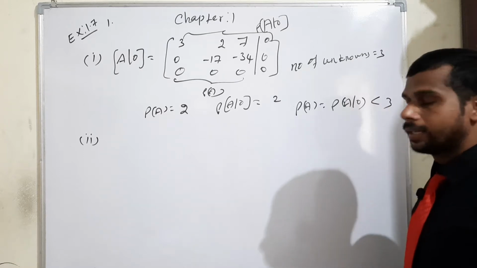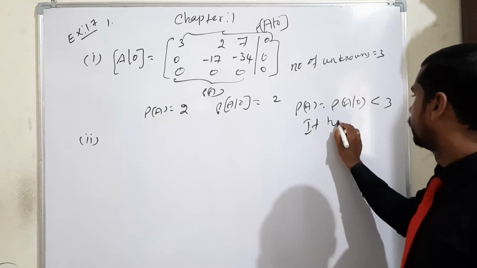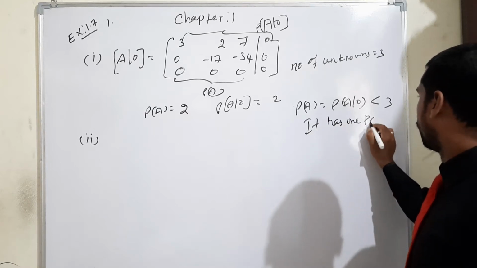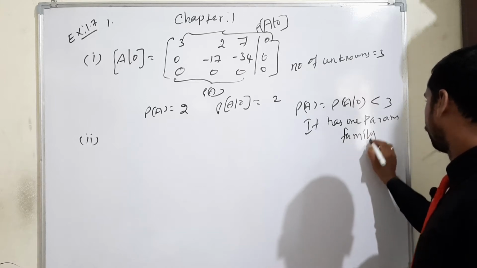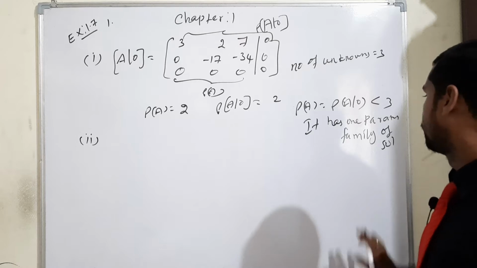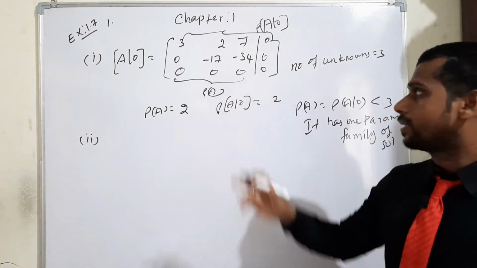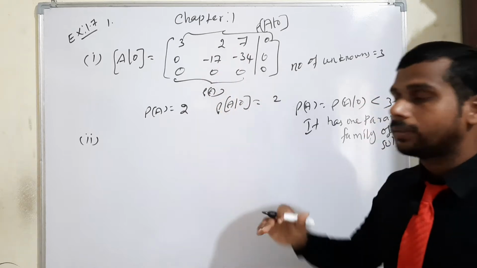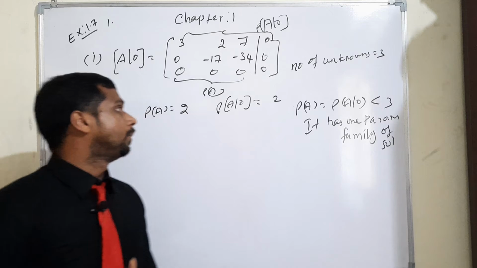It is less than 3, which means it has a one parameter family of solution. If you get such an answer, in the last step you have to consider any one variable as a constant, say t. Then apply back substitution and you will get the clear answer. Okay, this is subdivision 1.